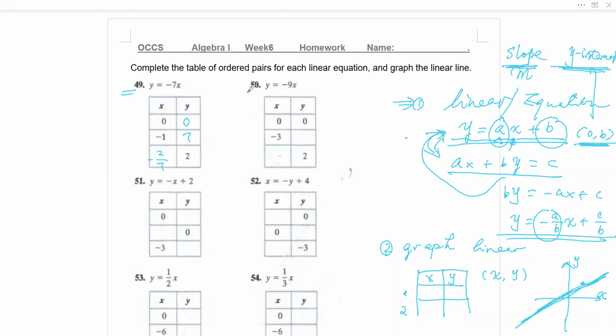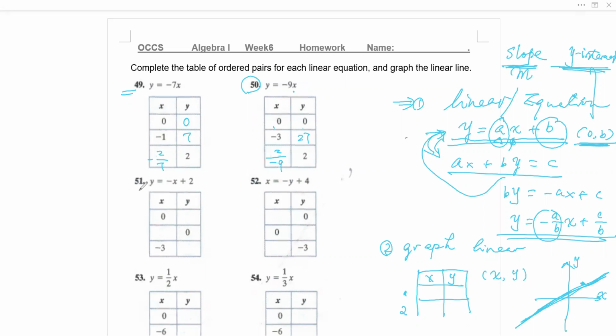Like this one, 50. If x equals 0, y equals 0, they already filled that in. If x is -3, y is 27, right? You replace the x with -3. So if y equals 2, x equals 2 over -9, right? Right, let's move on.